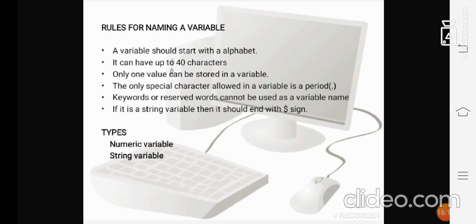Okay, so these are the rules. Students, please pay attention. I will repeat this again. A variable should start with an alphabet, and it can have up to 40 characters. Only one value can be stored in a variable. The only special character allowed in a variable name is a period. Keywords are reserved words and cannot be used as variable names. And if it is a string variable, then it should end with a $ sign. These are the two types, numeric variable and string variable. So you should keep this in mind.